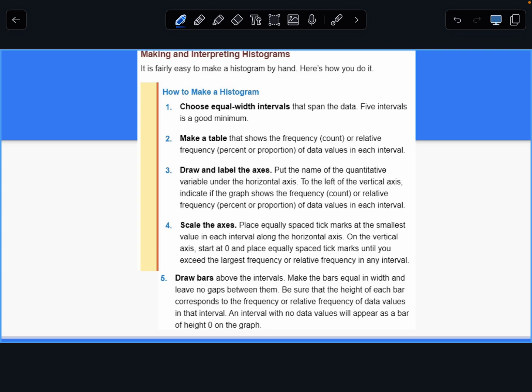And then we draw bars above the intervals, make the bars equal in width and leave no gaps between them. So technically, it's another difference between this and a bar graph. A bar graph has space in between each bar. In a histogram, each bar is going to be touching each other. An interval with no data values will just not show up as a bar at all.